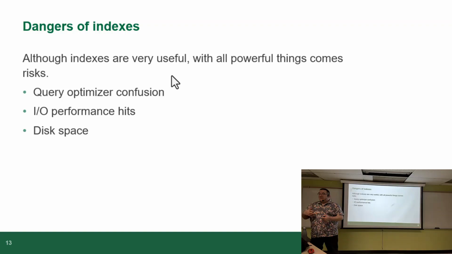So indexes use up space. Nowadays, not as important as the IO hits. But if you have a database in the gigabytes, even in the terabyte range, suddenly the indexes are going to start getting large again, right?